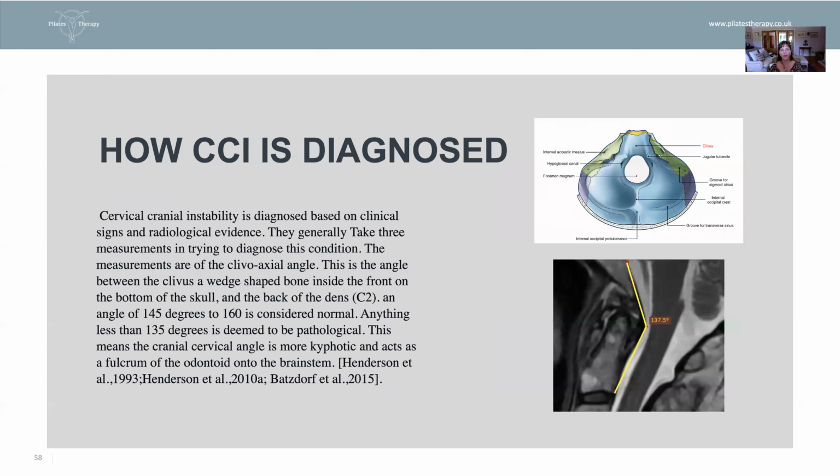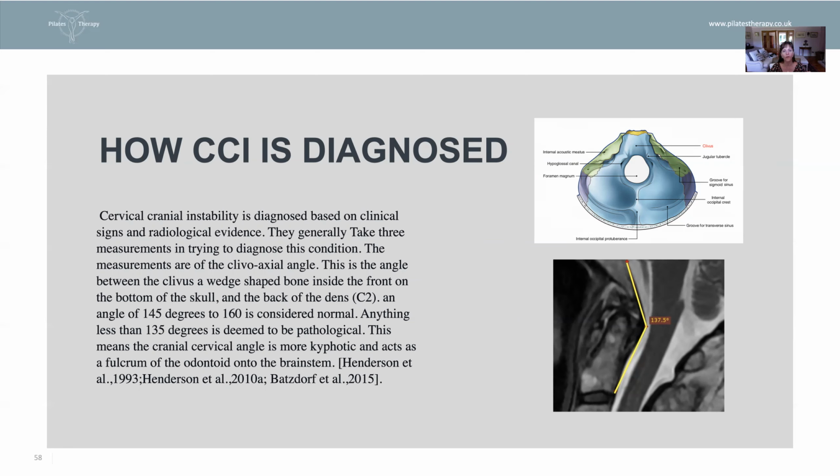So how do they diagnose cranial cervical instability? There is lots of controversy and questions about imaging, upright imaging or not, and whether it's a valid diagnosis, but I'm going to take you through what they use. In the UK, it's very difficult to get these images done for cranial cervical instability. They're much better in America, although there's still only a limited number of people who will take on people with cranial cervical instability issues.